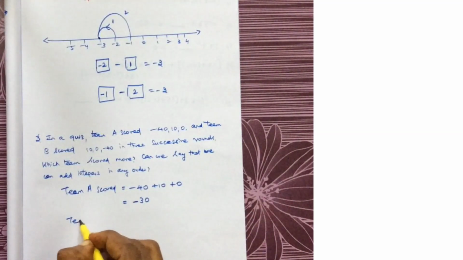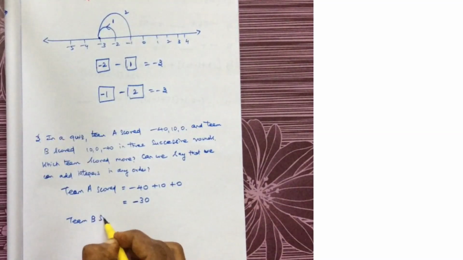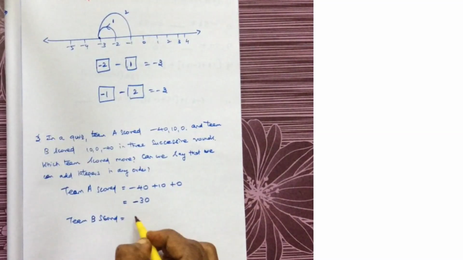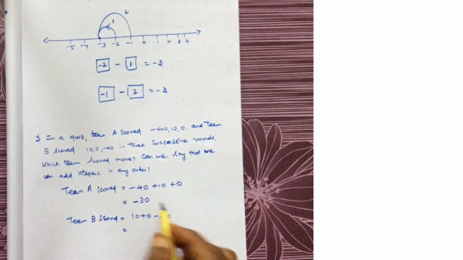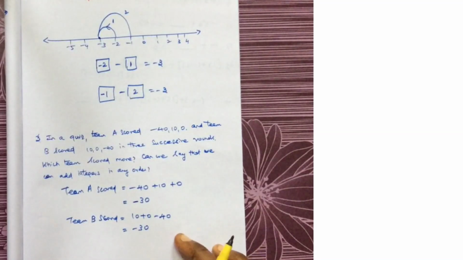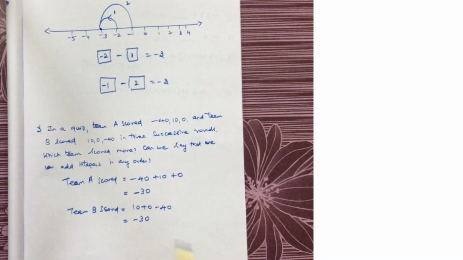Okay, team B scored 10 plus 0 minus 40. 10 plus 0 is 10, 10 minus 40 is minus 30. Which team scored more? Both teams scored the same marks.